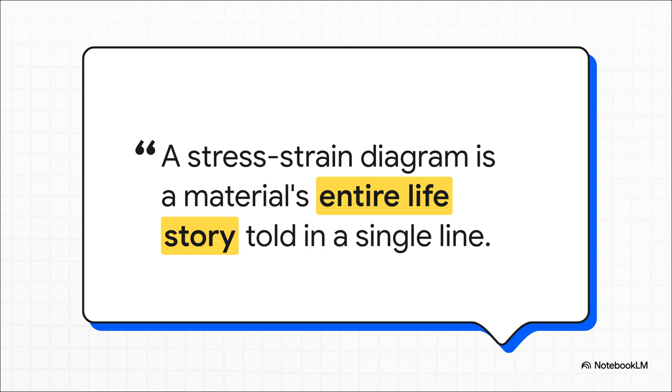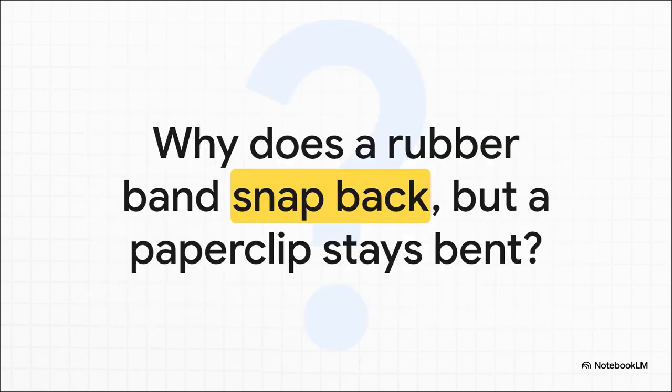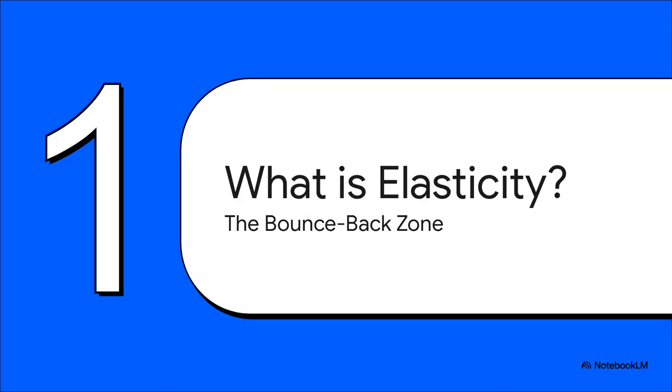So today we're going to zoom in and really get to know the first two, and honestly the most important chapters of that story, elasticity and plasticity. This right here is the big question for today. It sounds simple, I know, but the answer is at the core of how engineers design pretty much everything, from massive bridges to the case on your phone. And trust me, by the end of this, you are going to know exactly why. Okay, let's dive right in.